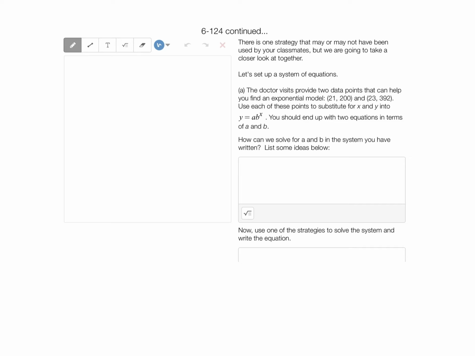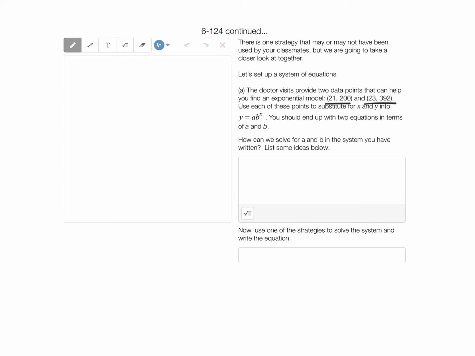So one of the strategies that I talked about in the very first part of this problem was setting up a system of equations. I want to talk you through how to do that a little more carefully here. So we have 2 points of data. We have 200 and 392. And again, that's coming straight from the problem we were just doing.